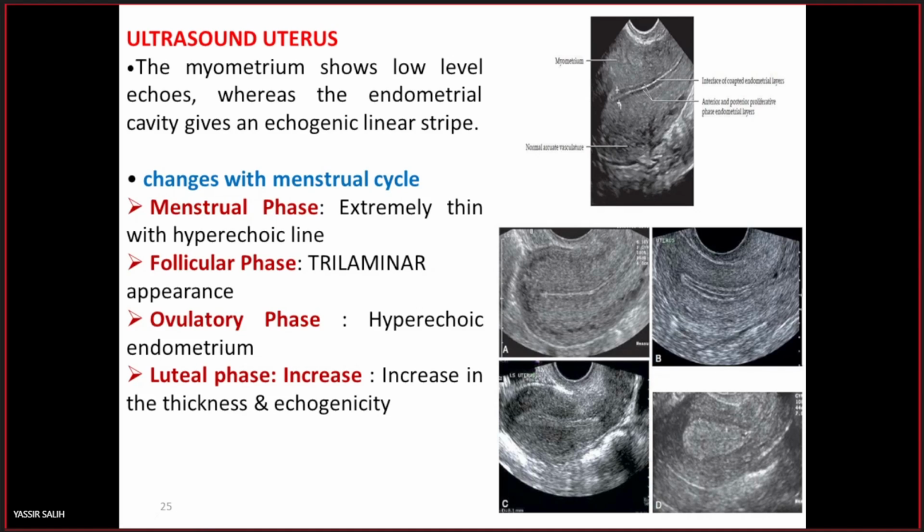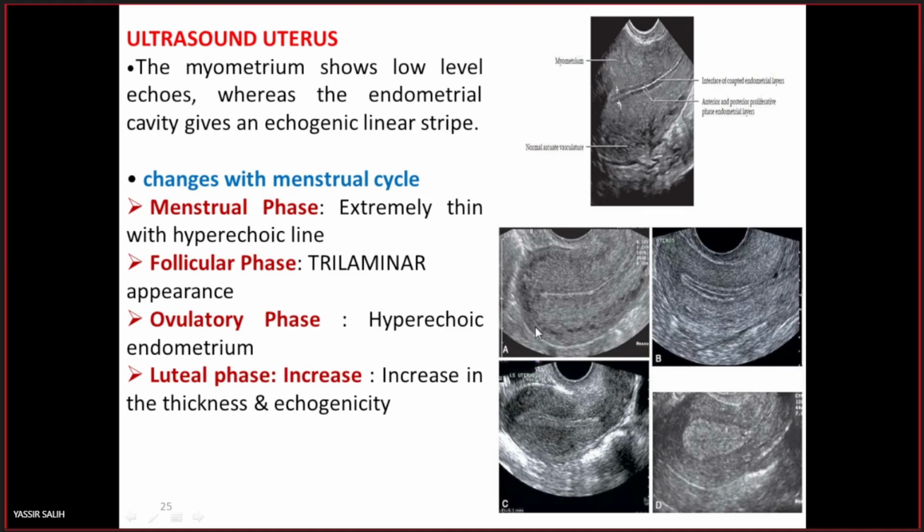The appearance of the uterus changes with the menstrual cycle. أول شيء إحنا زي ما تكلمنا إنه the central part is endometrium, بيكون hyperechoic and this is the myometrium in both sides. The myometrium بيكون يعني hypoechoic لكن central part الاندوميتريوم بيكون hyperechoic echogenic يعني وهو linear stripe. This linear hyperechoic is the endometrium, and this hypoechoic is the myometrium in both sides.